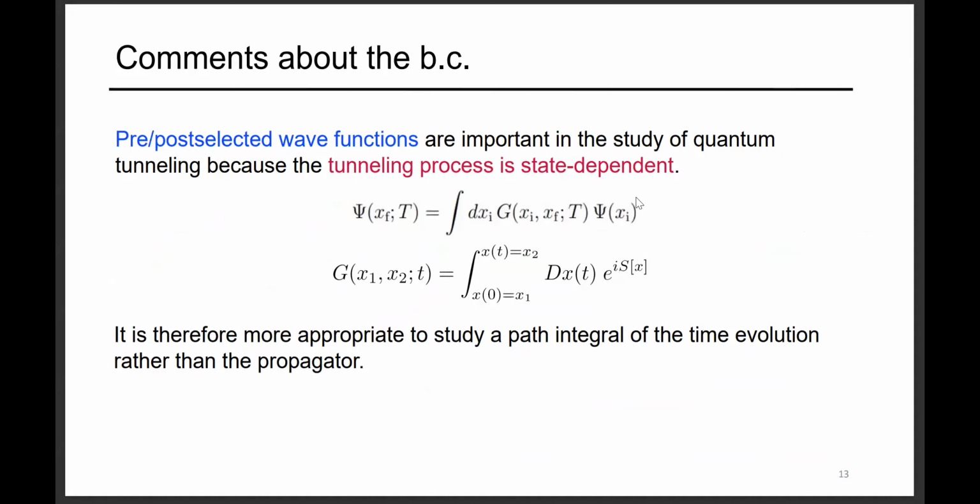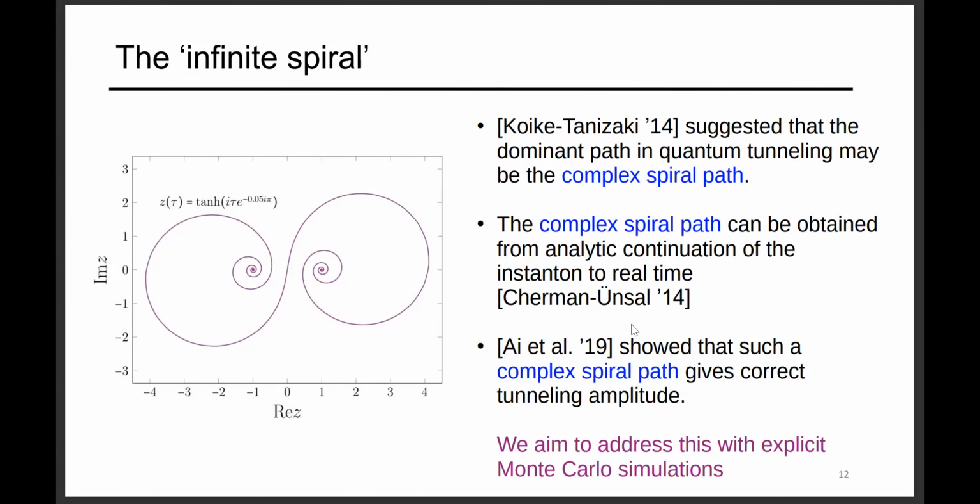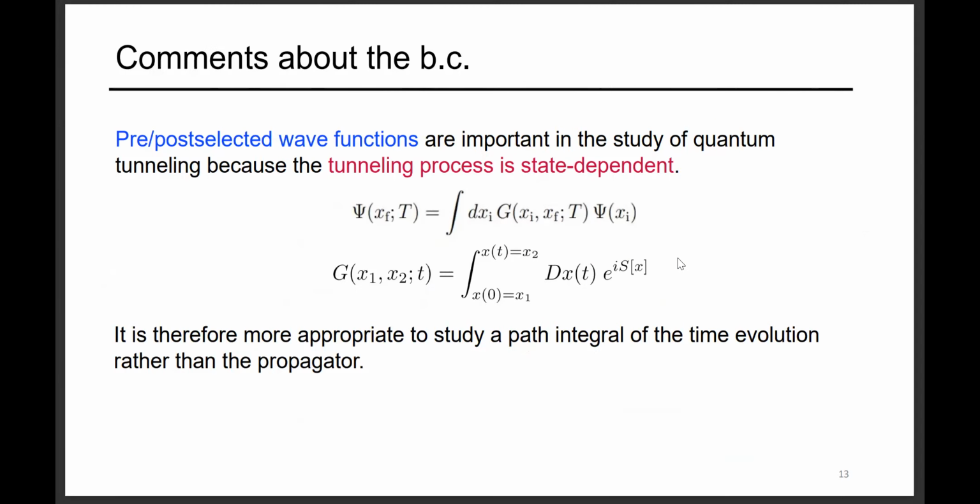Okay. So there are some comments about the boundary conditions. In the previous work so far, what they have been assuming is they are doing the path integral of the propagator. However, we think that what we need to do is not the path integral of the propagator, but rather the time evolution of the wave function, because you can easily imagine that the tunneling process is really state dependent. It depends on the state of the particle. So in order to see what really happens, we need to specify the states, either the initial state or the final state. So in this case, we said that the pre or post selected wave function is really important.